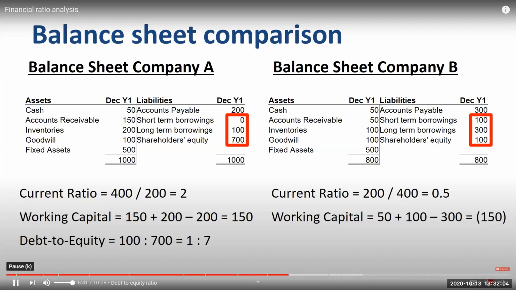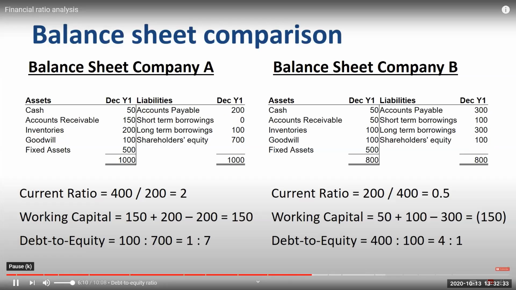You could call this a conservative and robust way of financing, with a big buffer of equity that helps defend the business continuity of the company in case of future losses. For company B, 400 in borrowings, 100 in equity, so a debt to equity ratio of 4 to 1. For every dollar of shareholder capital, equity, there are $4 borrowed, which is possibly more fragile.